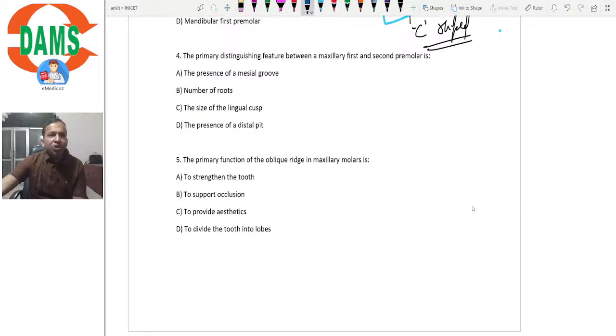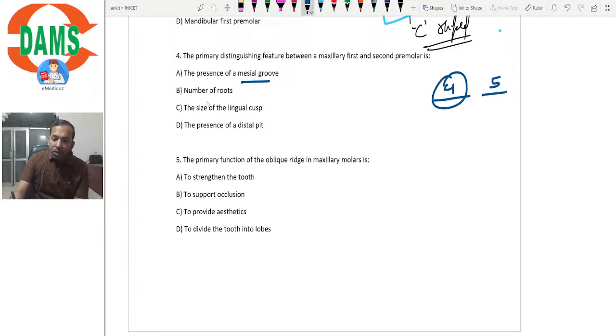The primary distinguishing feature between a maxillary first and second premolar is, so the distinguishing feature between maxillary first and maxillary second premolar. Options are presence of a mesial groove. So the mesial groove is present in upper 4 but not in upper 5, that is in the first premolar. So yes, it can be a distinguishing feature, right? Number of roots, again the number of roots in 4 is 2, isn't it? A buccal and a lingual, but in 5 it is only a single root, isn't it? So again it could be a distinguishing feature.